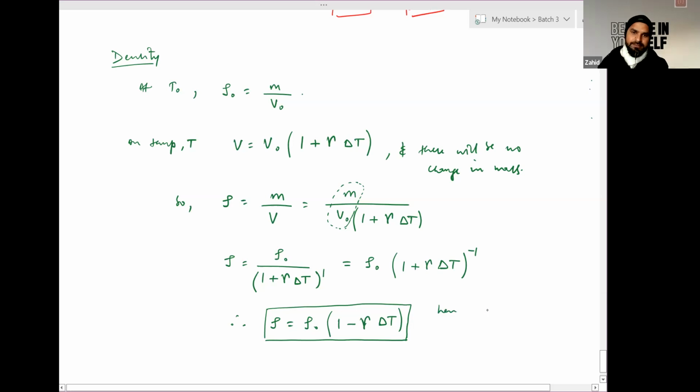Hence, on increasing temperature, density of a body decreases.